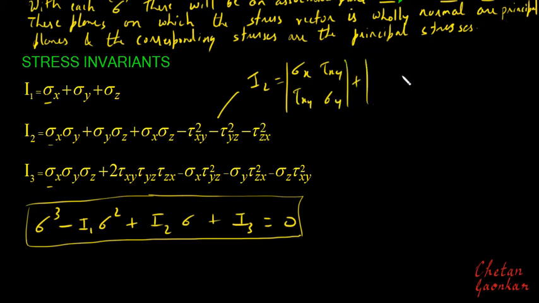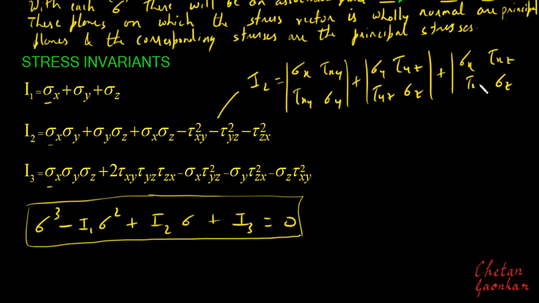Similarly, plus sigma y tau yz, tau yz sigma z, plus sigma x tau xz, tau xz sigma z. Fine, we can even write this equation I2 in this matrix form.